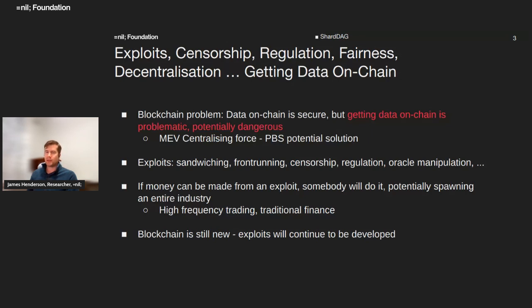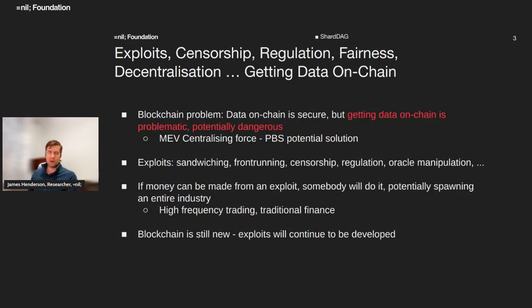But in more recent years, there's been a lot of emphasis placed on this problem, parallel to that, of how do you actually get data on chain in the first place? Because that's potentially a dangerous and problematic thing to do. And in conjunction with that, the idea of MEV, or miner extractable value, has arisen. There's been lots of work on that. It can be seen, for example, as a centralizing force, and so there've been systems built like PBS as potential ways to counteract that.